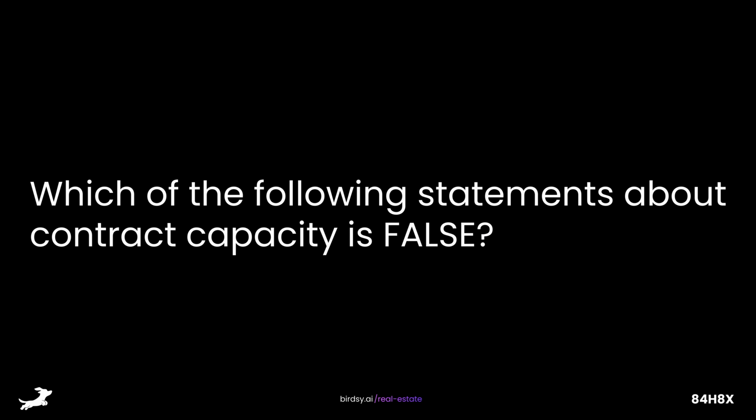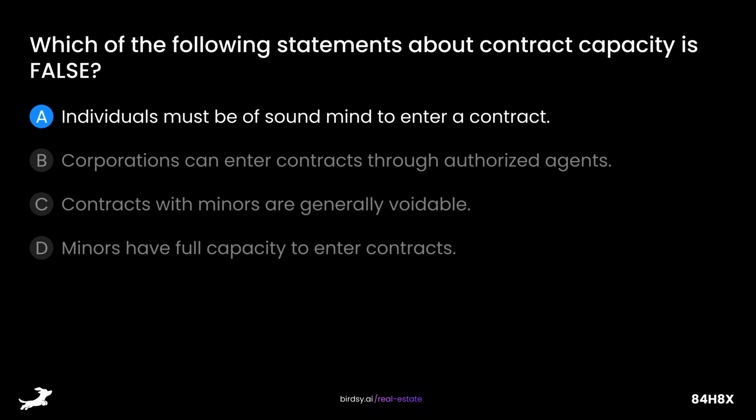Which of the following statements about contract capacity is false? Is it A, individuals must be of sound mind to enter a contract, B, corporations can enter contracts through authorized agents, C, contracts with minors are generally voidable, or D, minors have full capacity to enter contracts? The answer is D, minors have full capacity to enter contracts.